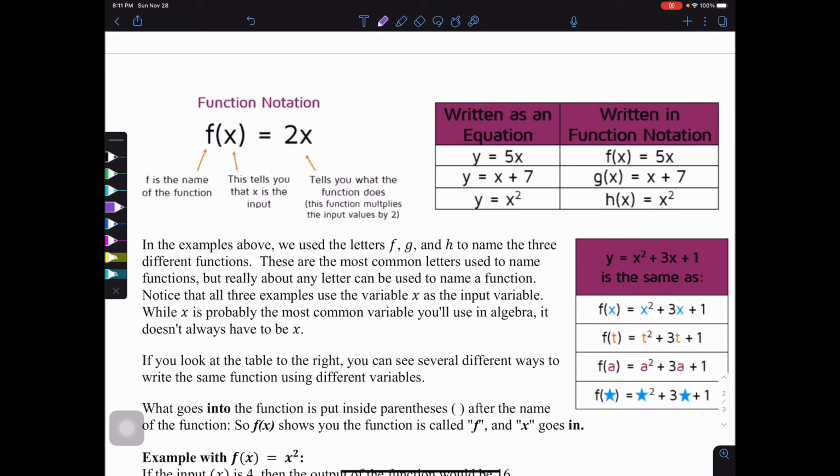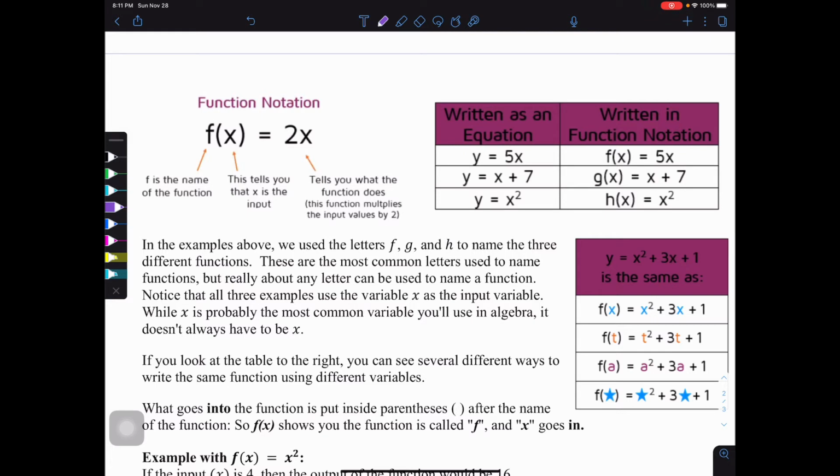So moving on to the next page, we have some more notation diagrams to help you with this new notation you're learning today. So again, f would be the name of the function. Whatever's in the parentheses tells you that x is the input. And what you see on the other side of the equal sign tells you what the function does. So in this case, the function is multiplying the input values by 2 because 2x.